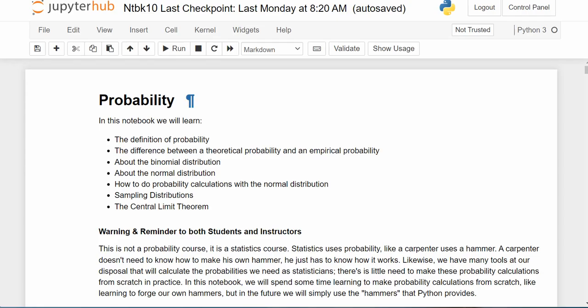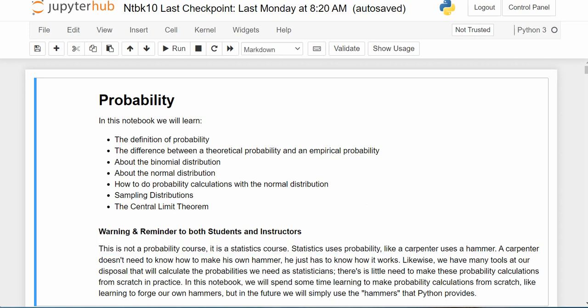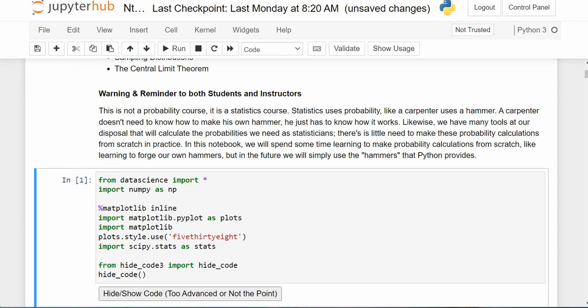And we're going to talk about probability. Why? Well, we don't have a probability course, we have a statistics course, but statistics uses probability. Okay, so let's get into this and get started. We do want to cover enough probability that you'll understand the statistics part, although this isn't a probability course.